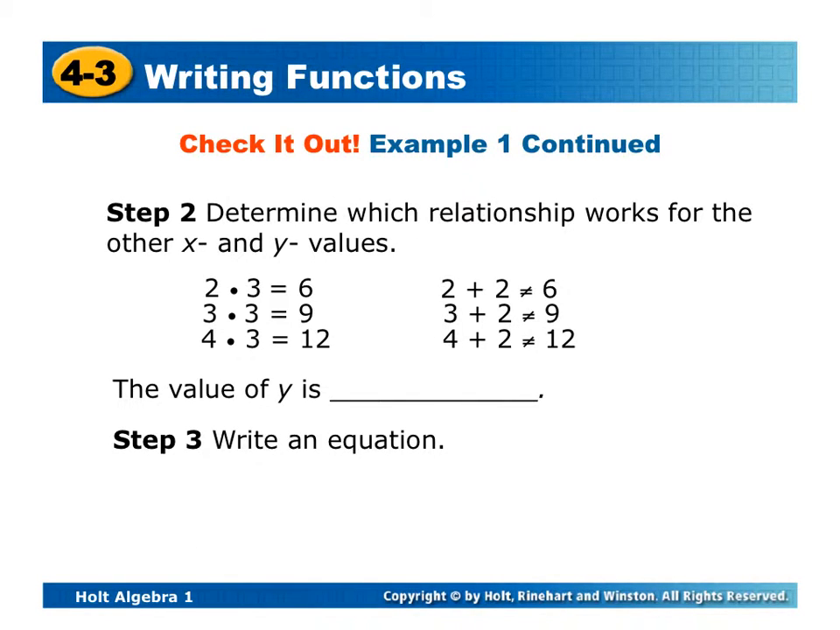Now we use that to determine which relationship works for the other x and y values. So if we continued on the table, 2 times 3 is 6, 3 times 3 is 9, 4 times 3 is 12. Or we'd have 2 plus 2, but that would not equal 6, 3 plus 2 does not equal 9, and 4 plus 2 does not equal 12. So in other words, adding 2 is not the relationship. So the value of y is 3 times x. Or to write that as an equation, y equals 3x.